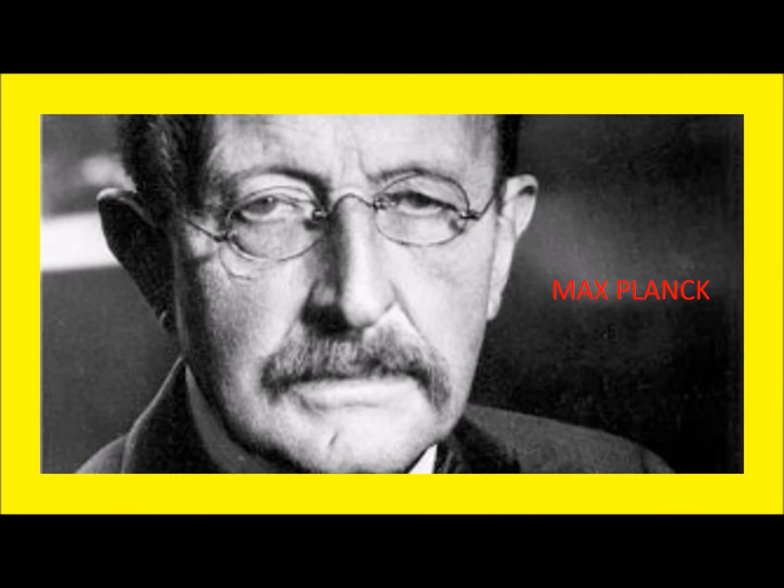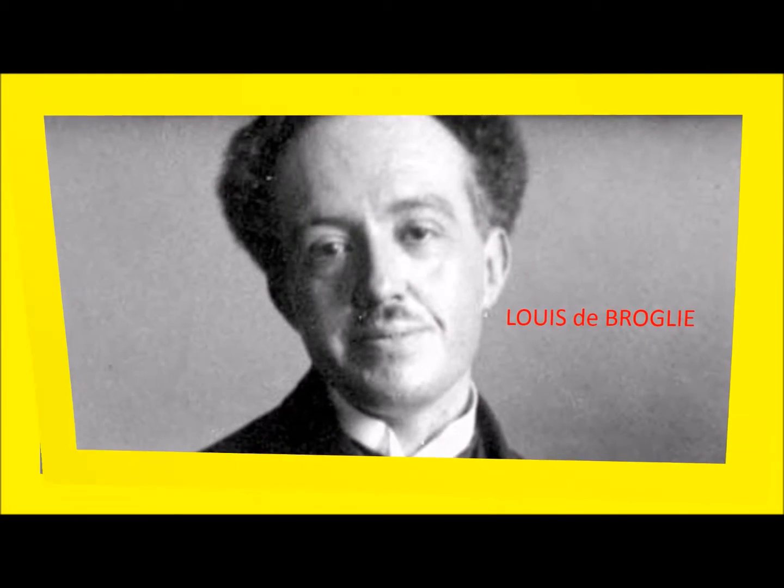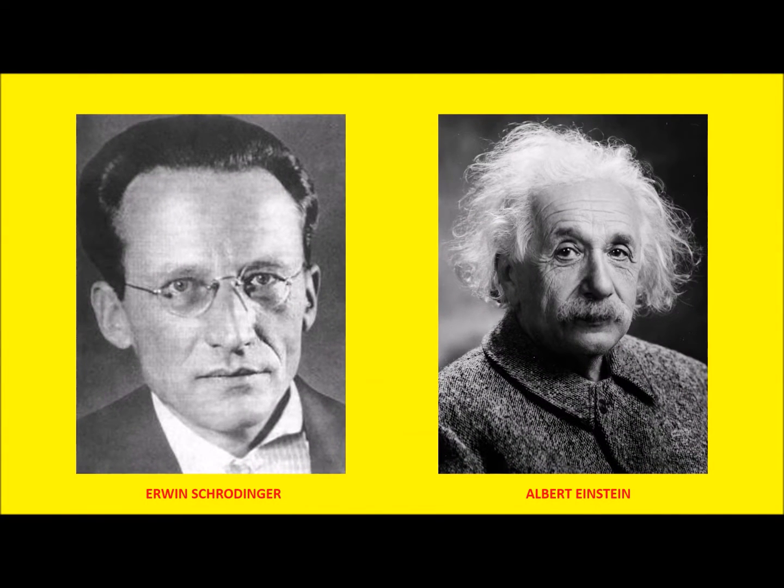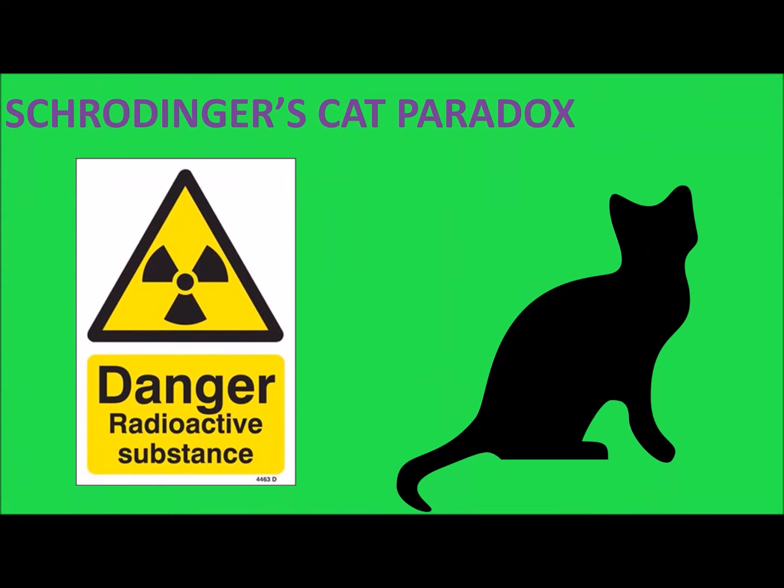Notable physicists such as Max Planck, Louis de Broglie, Schrödinger, and Albert Einstein disagreed with the Copenhagen interpretation. It was in 1935 when Schrödinger presented a paper titled The Present Situation of Quantum Theory. The paper contained a thought experiment in which you take a living cat and radioactive material which has a 50% chance of decaying.